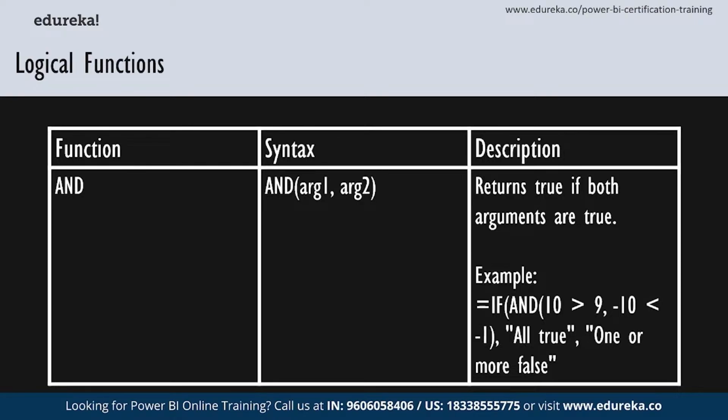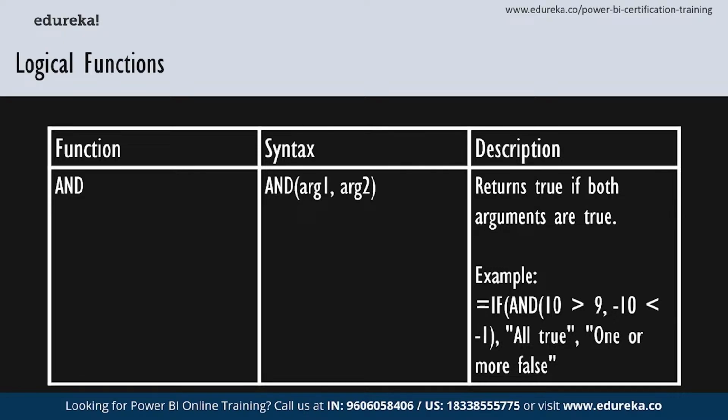So let's go ahead and look at our first function, which is the AND function, which does nothing but check whether both arguments that you have passed through it are true or not. If both of them are true, then it returns true, otherwise false. Now the syntax is fairly simple.